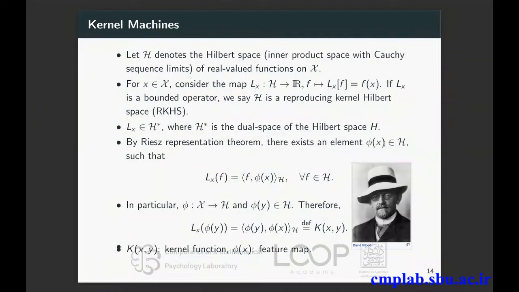And these feature maps belong to the Hilbert space. And if you take the inner product of these feature maps, you get precisely one object that is called a kernel. So for now, you can assume a kernel to be the inner product of two elements of feature maps, where a feature map is basically a map from the vector space X to some Hilbert space.